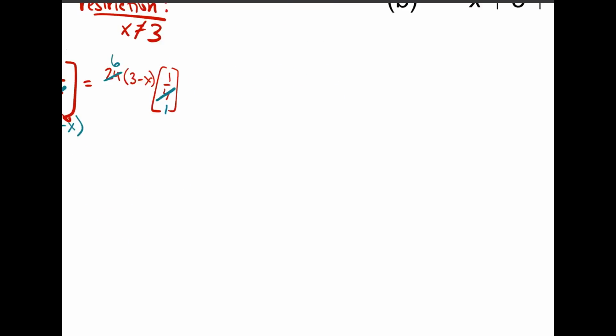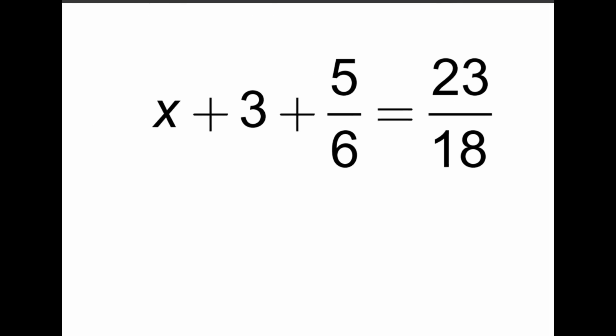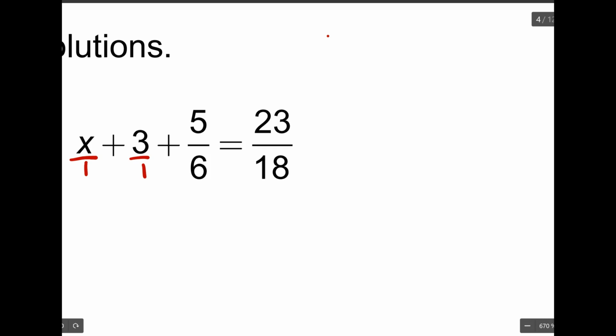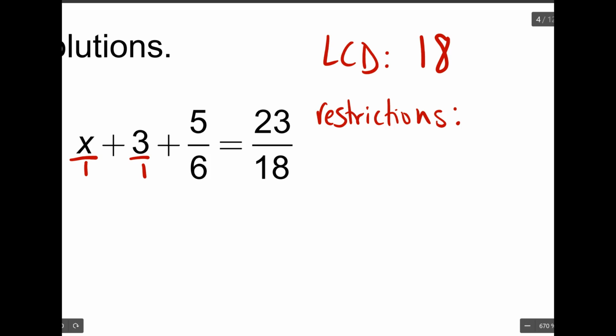Alright, let's go on to B. So, sure, because here my denominators are 1. So I want to know my restrictions and my least common denominator. Least common denominator is, or is it 6? It's 18. Because 18 cannot go into 6. Restrictions. I don't see any. Exactly, we don't have an x on the bottom, so there are none.